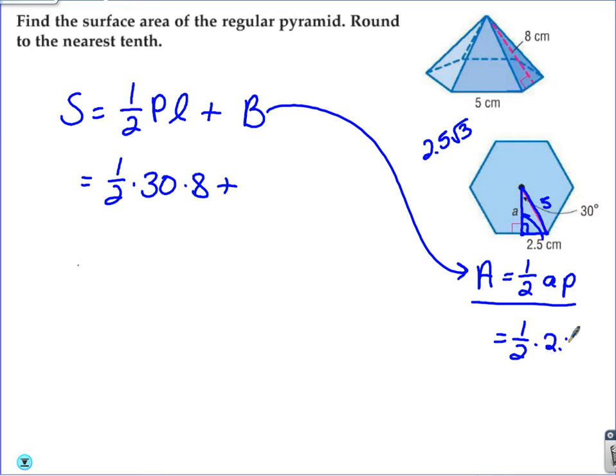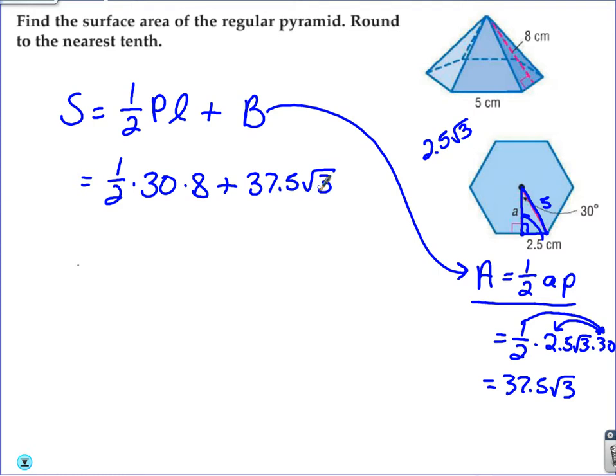So 1/2 times apothem times the perimeter, which isn't the same perimeter as here. 5 times 6 is 30. Half of 30 is 15. 15 times 2.5 is 37.5. Is that right? Check me on that. So I get 37.5 root 3. If you don't like the whole root 3 stuff, go ahead and type it in as root 3 and get a decimal.